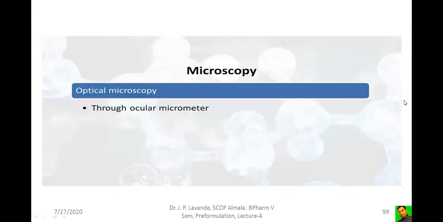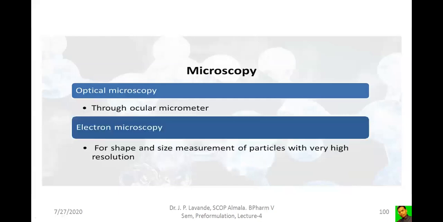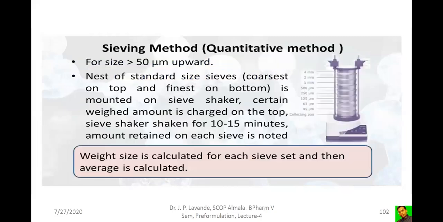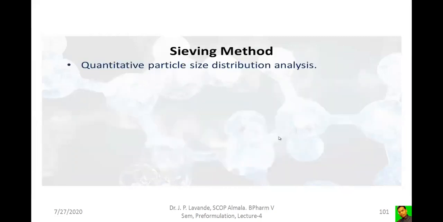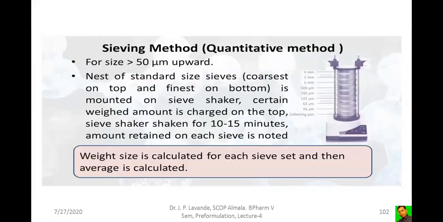In case of microscopy, it is through the ocular micrometer, and electron microscopy for shape and size measurement of the particle. The particles are coated with gold, and then their particle size and shape can be determined. Then we go to the next method, the sieving method. Sieving is a quantitative method for the determination of the particle size and its distribution.